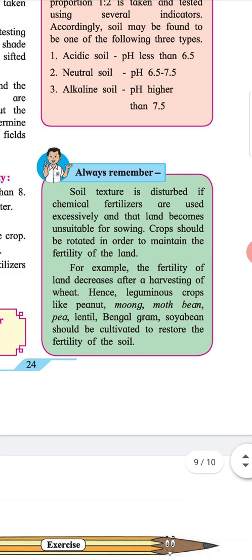Always remember, soil texture is disturbed if chemical fertilizers are used excessively and that land becomes unsuitable for sowing. Crops should be rotated in order to maintain the fertility of the land. For example, the fertility of land decreases after a harvesting of wheat. Hence, leguminous crops like peanut, moong, moth bean, pea, lentil, Bengal gram, soya bean should be cultivated to restore the fertility of the soil.